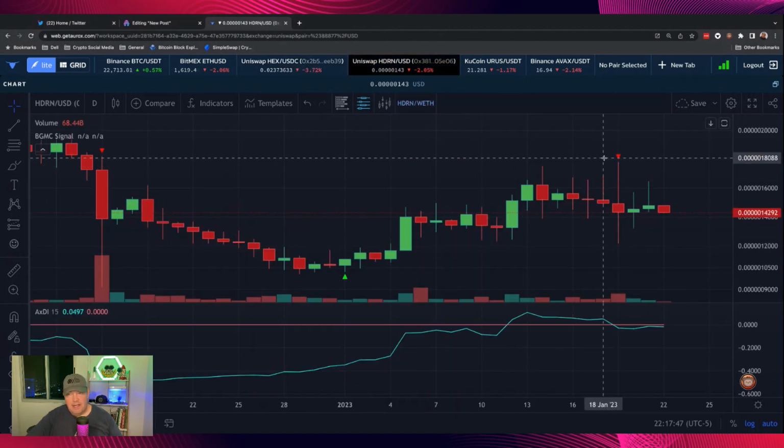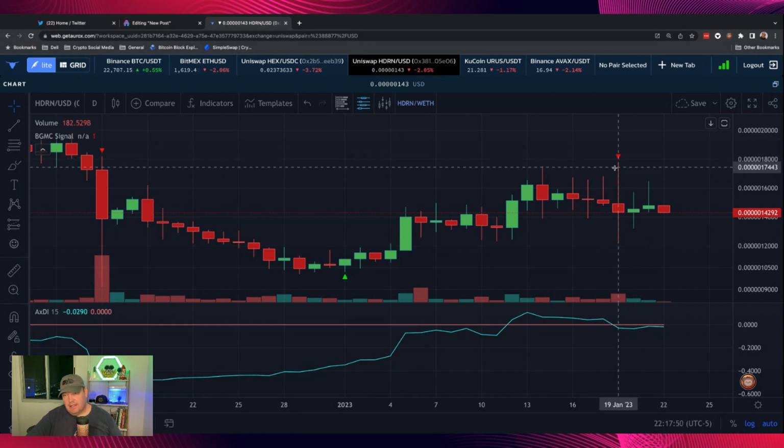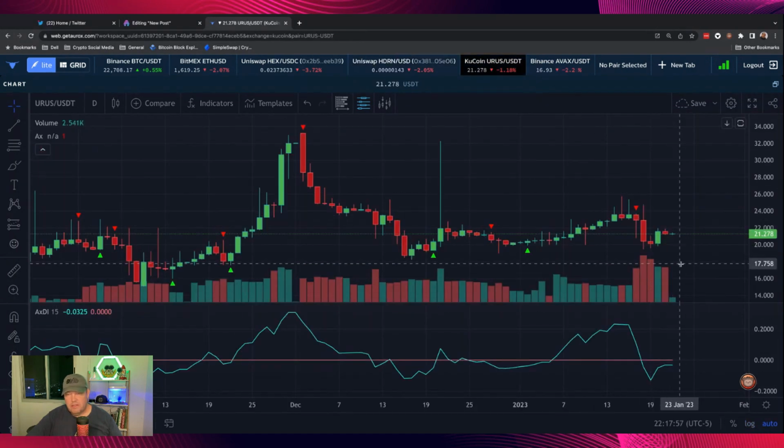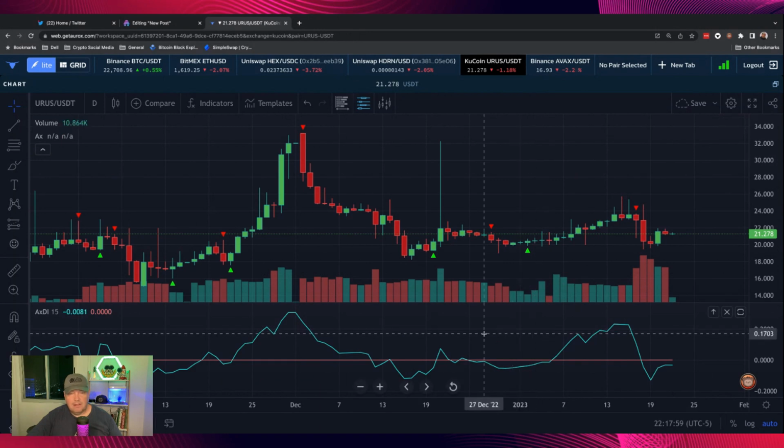Hedron, we got on the daily. I'm only going to do the daily for this one. We got a sell indicator, 4 days in. Demand index is below 0. Okay. Let's check Orus. Orus is the token you need to stake for Aurox.